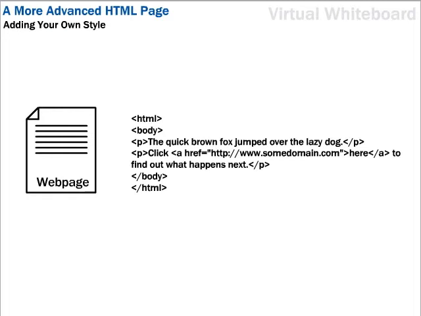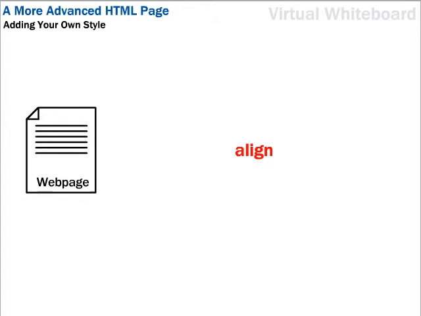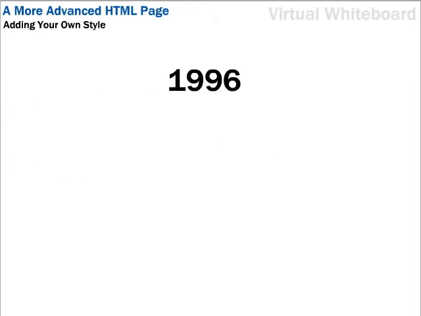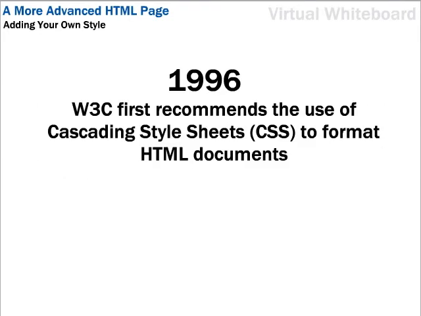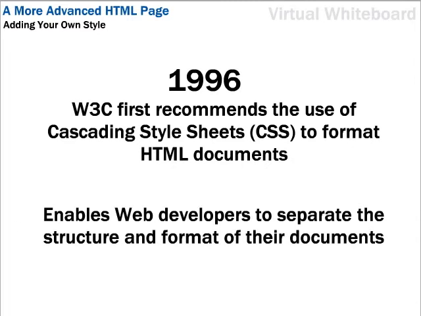Although it was never intended to become a desktop publishing tool, it does include some basic formatting attributes, such as font size, align, and the aforementioned BG color. In 1996, the W3C first recommended the idea of cascading style sheets, or CSS, to format HTML documents. The recommendation, which was updated in mid-1998, enables web developers to separate the structure and format of their documents.